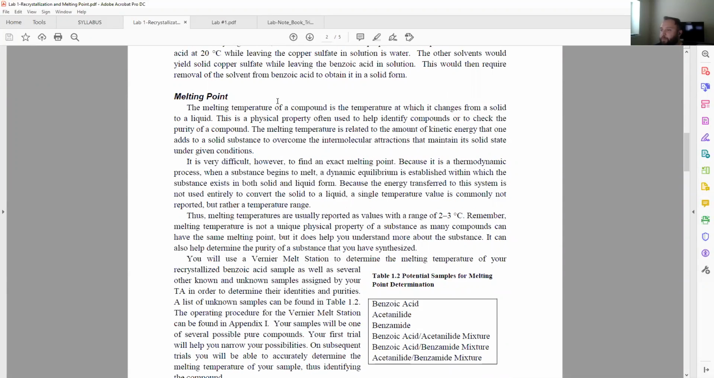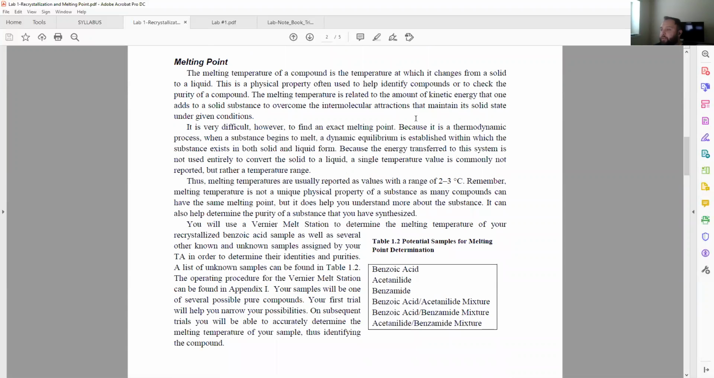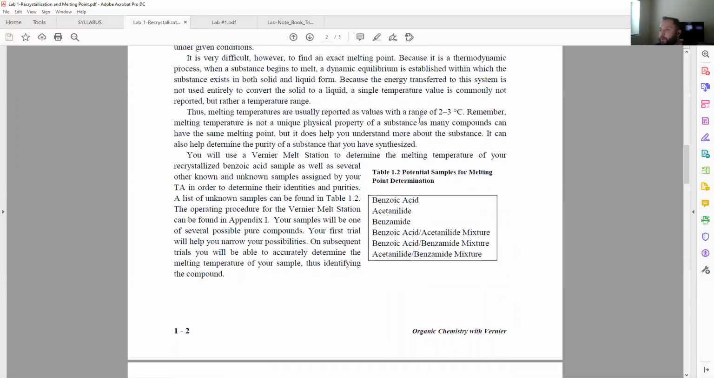And so the melting temperature part of it, you guys should read all this background information. But basically, you're going to use the melting point to determine what your unknown is. Something here that I thought was important: melting temperatures are usually reported as values within a range of 2 to 3 degrees. So whatever your melting temp is in the Excel sheet, really keep that into consideration when you're determining what your unknown is.